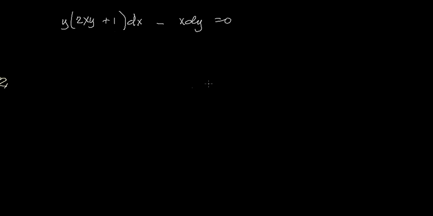We have here another example. We have y multiplied by 2xy plus 1 dx minus x dy is equal to 0. As you've noticed, we cannot see directly where our exact differential is here, and maybe we need to do some algebra first.